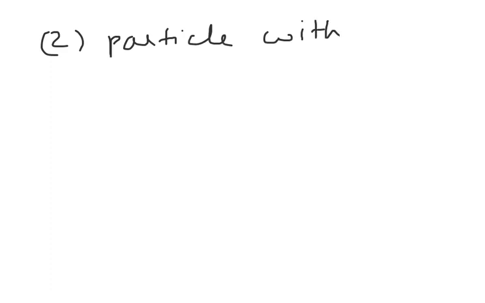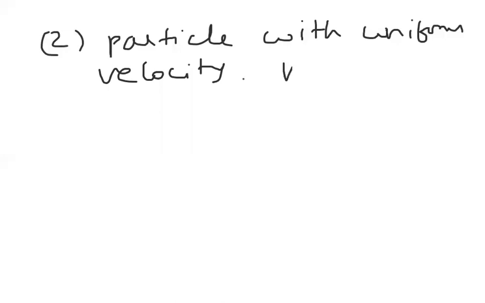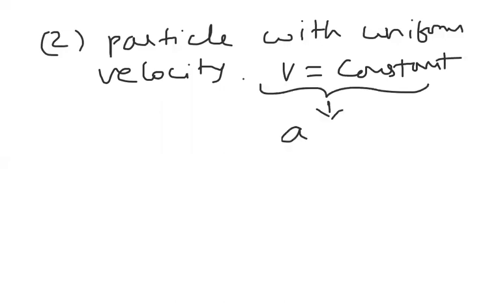Second case, particle with uniform velocity. Whenever we say the particle is traveling with uniform velocity, it means velocity is constant. I told you that if velocity is constant, then acceleration is zero. Why? Because acceleration is the rate of change of velocity.